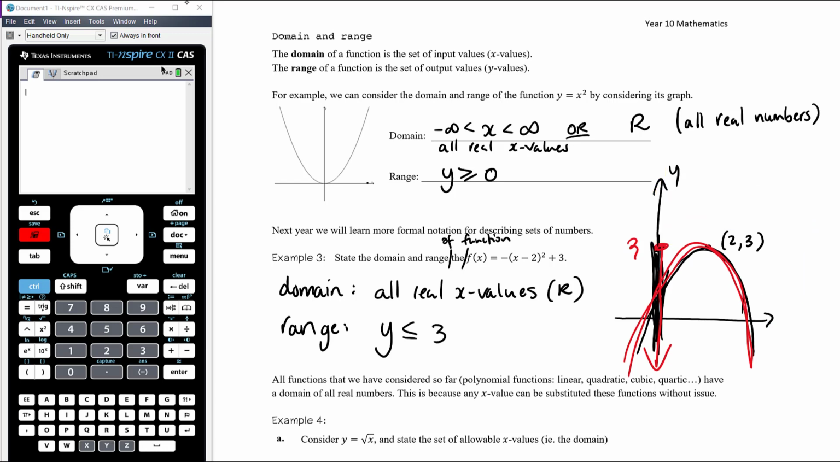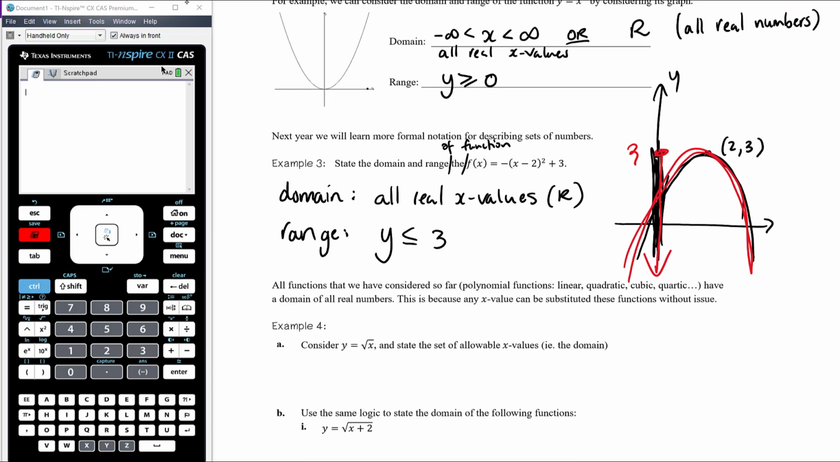So as I said, all functions we've looked at so far are polynomial functions: linear, quadratic, cubic, quartic, and they all have a domain of all real numbers. There's no restrictions. You can square, cube, raise to a power of 4, 5, 6, 7, any number. So there's no restriction at all in those. So let's have a look at a couple of examples of functions where we do start to get some restrictions. So that is that the graph doesn't exist for all of the x values.